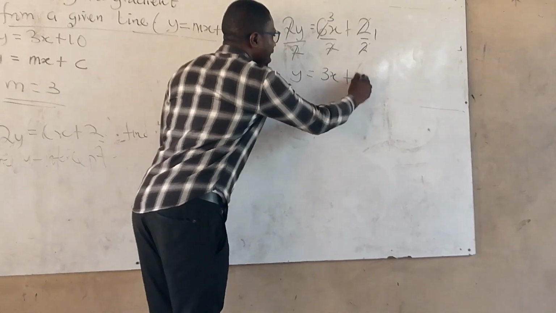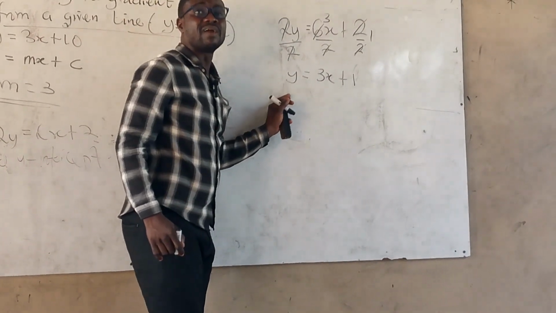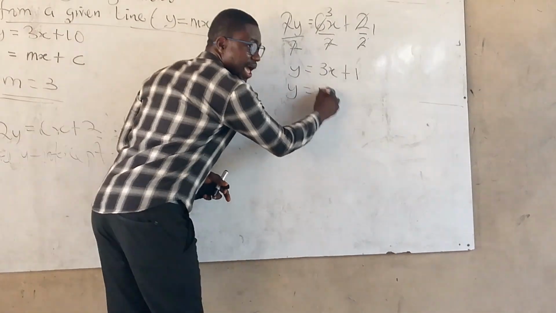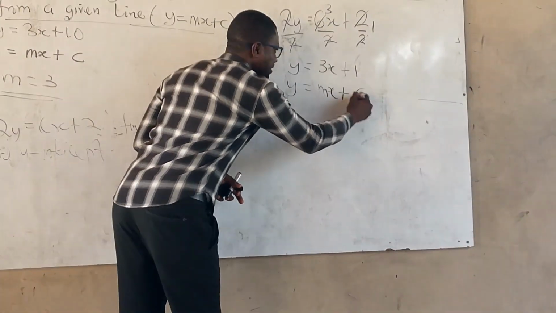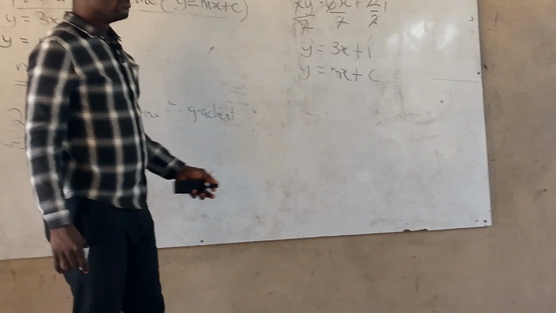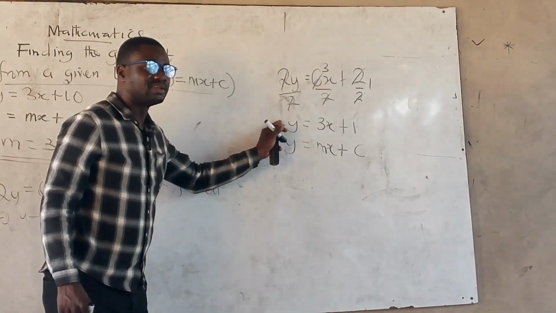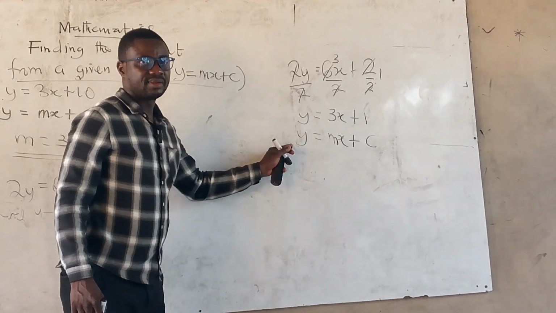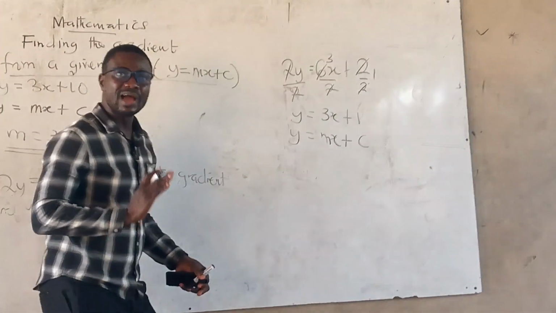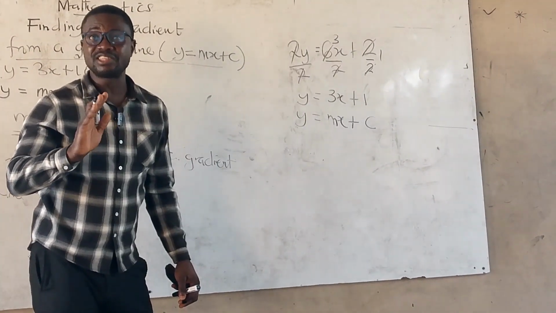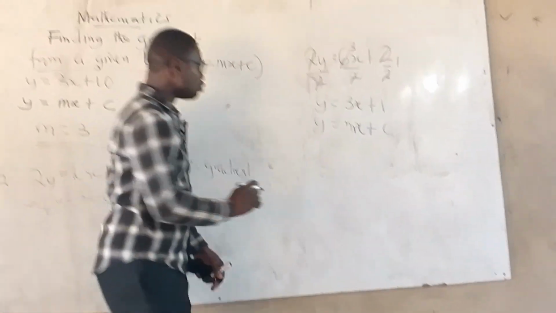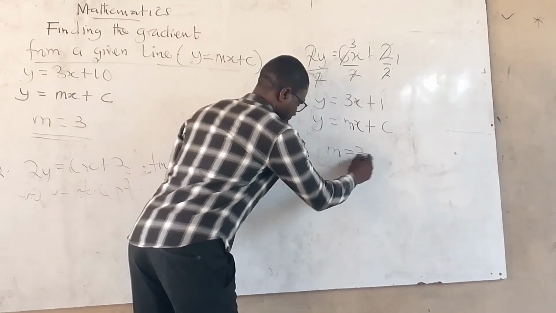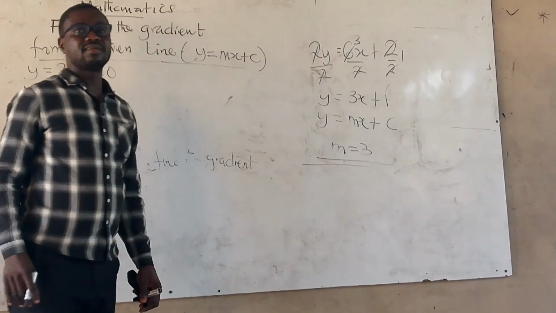Now that you have this, you can compare with the general equation. What is the general equation? y is equal to mx plus c. You can only compare when the coefficient of y is 1. So now we are looking for the gradient, and the gradient is your m. What will be your m? What will be your m? 3. Are you okay? So that is it.